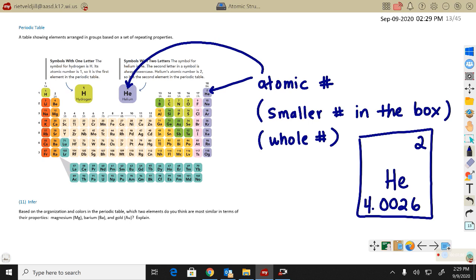Some of them are maybe not what you would expect, and that's okay. In that case, we just look them up. But you don't have to worry about trying to memorize 118 elements on the periodic table. That's what it's there for. It's meant to be a resource.